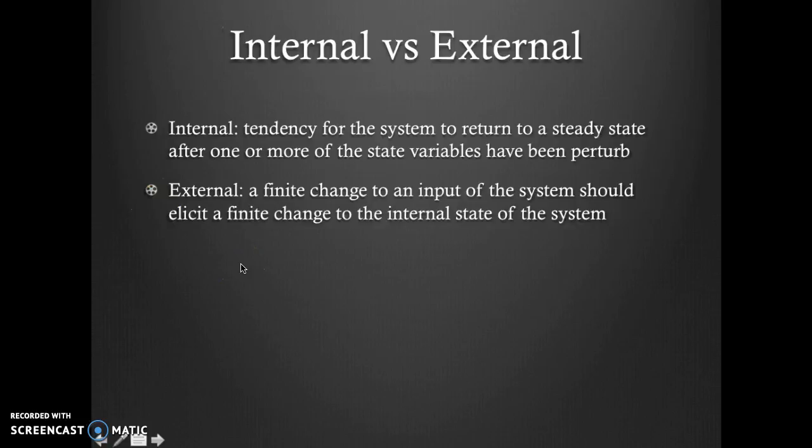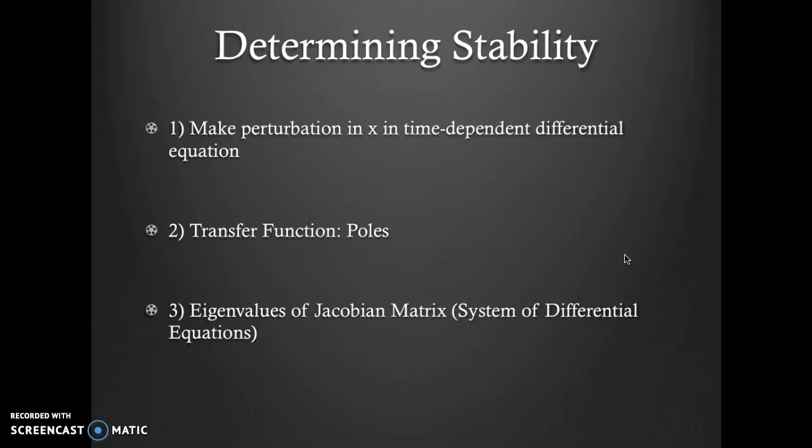We can also explain the difference between internal and external steady state. So internal is the tendency for the system to return to steady state after one or more of the state variables have been perturbed, whereas external is a finite change to an input of the system. That will give a finite change to the steady state overall of that system.